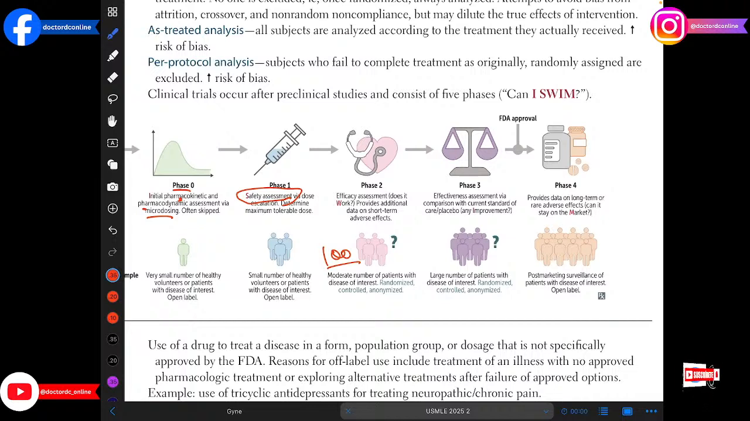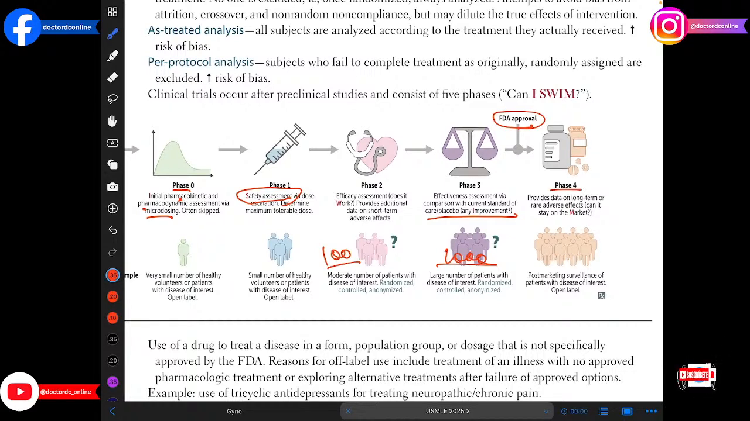Phase 3 clinical trials study a larger number of patients, often in the thousands, depending on the disease prevalence. Patients are randomly assigned to either the treatment under investigation, to the best available treatment, or a placebo if there is no approved treatment. These studies compare the new treatment to the current standard of care. It is at this point that the treatment may or may not receive FDA approval.